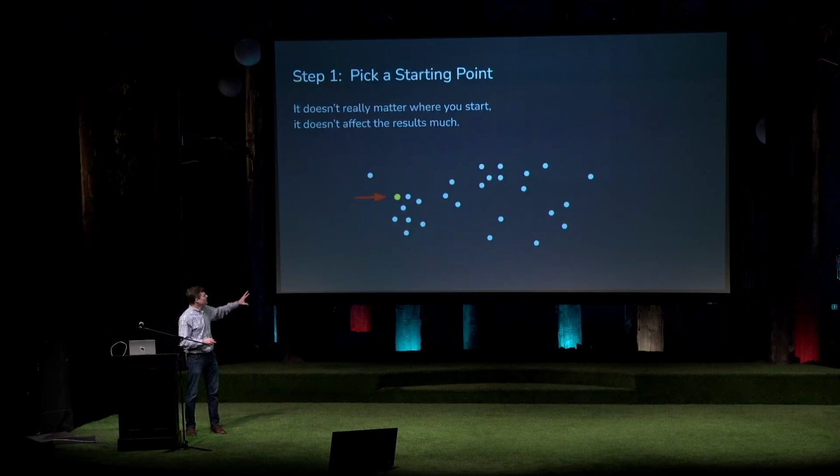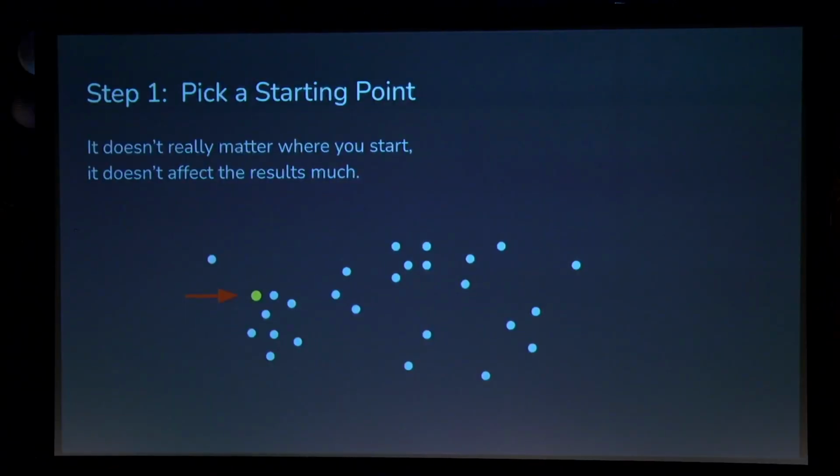So here I'm representing the histograms as dots on a 2D plane. It doesn't actually look like this. I couldn't figure out a good way to visualize histograms flying all around. But the way that the algorithm works is you pick some sort of random starting point. It doesn't really matter where you start. It ends up with roughly the same result. But you pick a starting point.